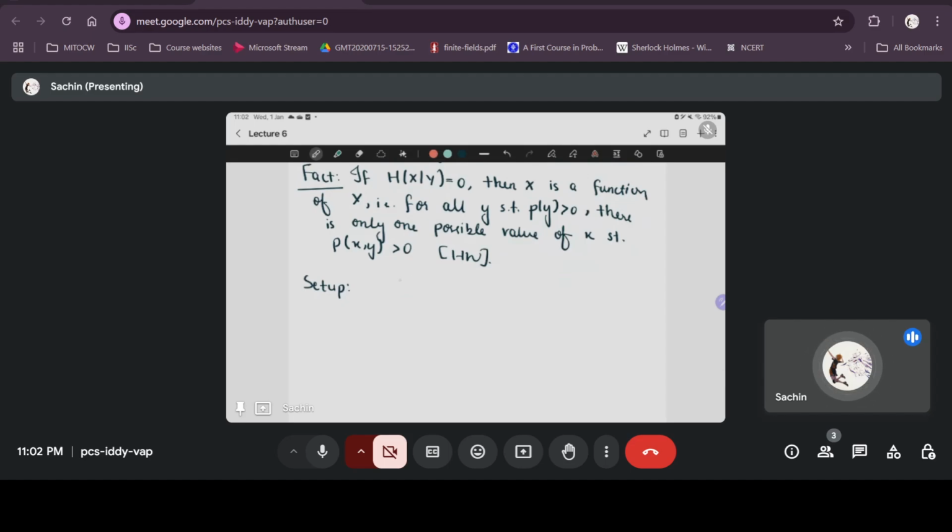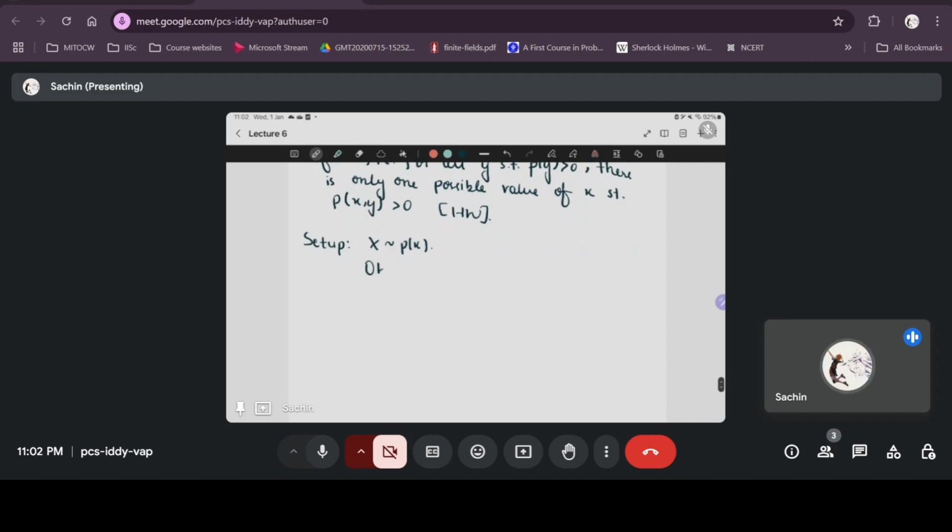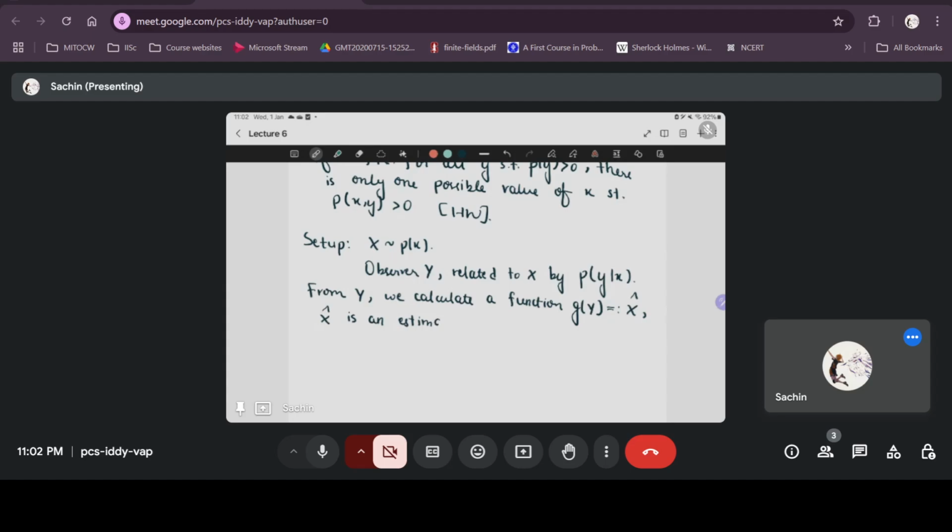The setup for Fano's inequality is this: you have a random variable x with probability distribution p of x. You observe some other random variable y that is related to the random variable x by some conditional distribution p of y given x. Then from y we calculate a function g of y, which we denote by x hat, where x hat is an estimator of x.